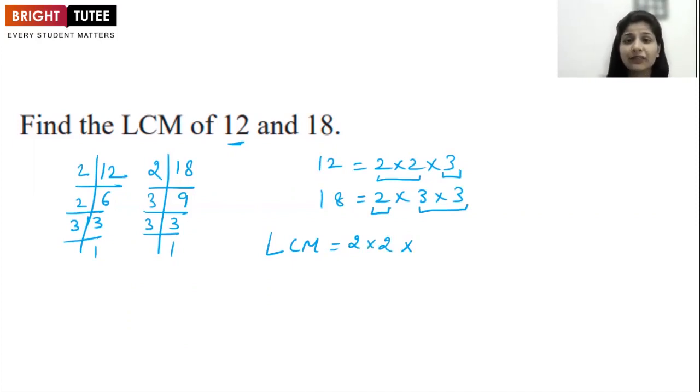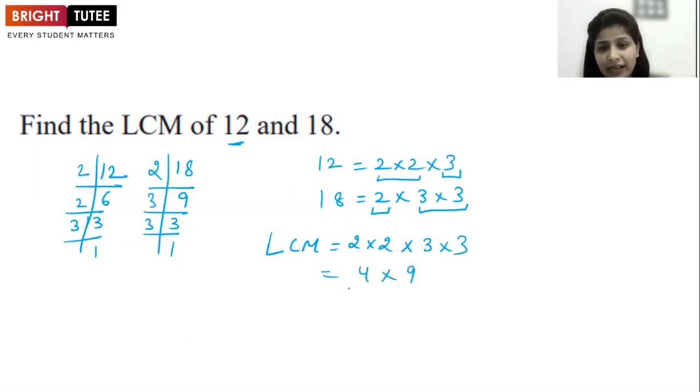You take the one in which it occurs the maximum number of times. So 3 occurs a maximum of 2 times. So 3 into 3 you will take, and you will multiply these: 4 and 9, 36. So the LCM of 12 and 18 will be 36. You can also find it by writing all the multiples of 18.